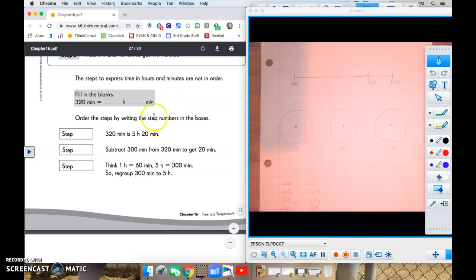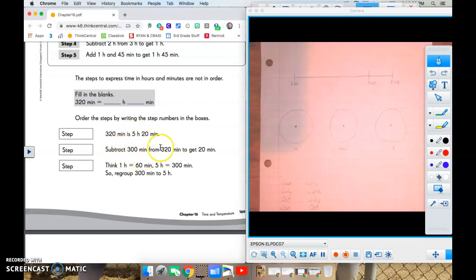So the first thing we need to do is we don't know that 320 minutes is 5 hours and 20 minutes. We don't know that right away. We don't know to subtract a number yet either. We're not there yet. When we look at this part here, though, think 1 hour is 60 minutes, right? And then 5 hours, or 6 times 5 is 30. So 60 times 5 is 300. So we're going to regroup the 300 minutes to 5 hours, okay?